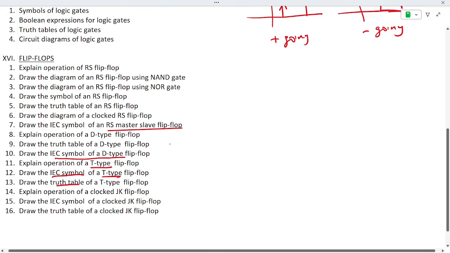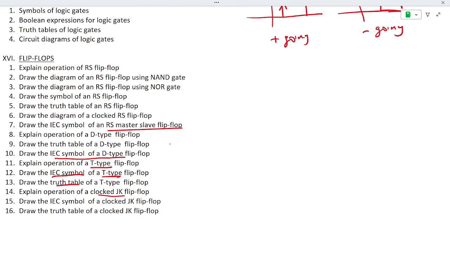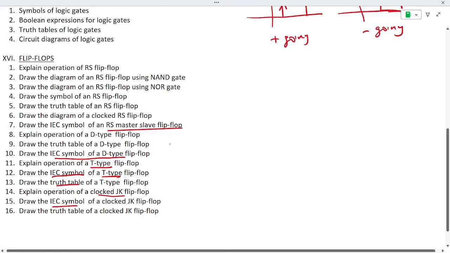14, you should be able to explain the operation of a clocked JK flip-flop. You should be able to draw. Usually they will ask you, this question I've seen most of the time, to draw the IEC symbol of a clocked JK flip-flop. You can also study how to draw the truth table. After you've been able to explain, you should be able to draw the truth table of a clocked JK flip-flop.